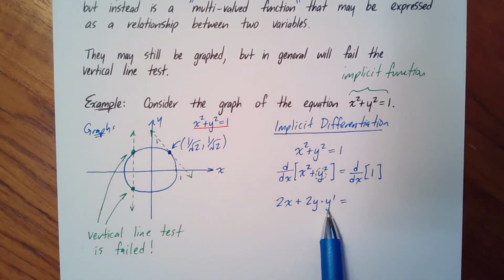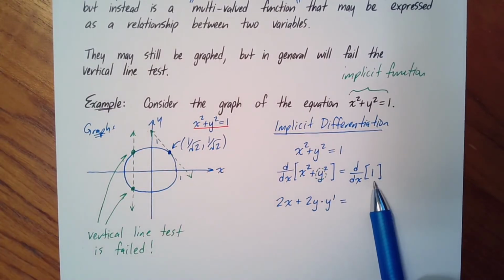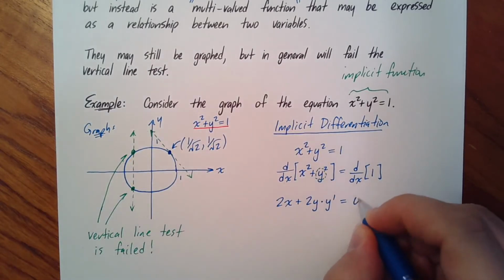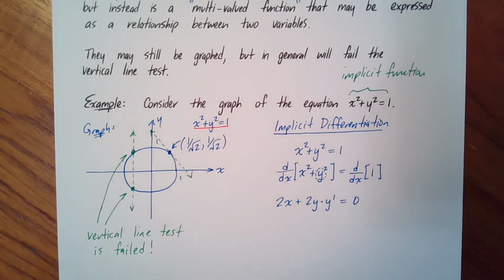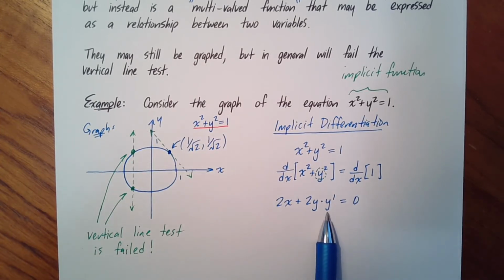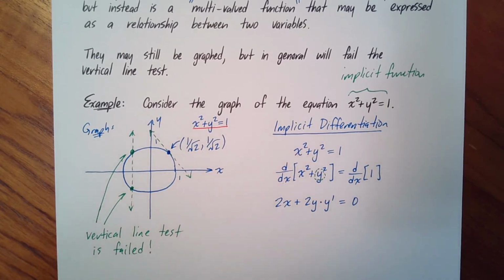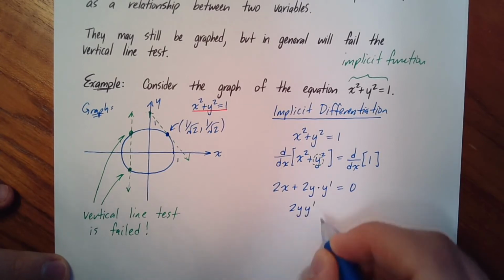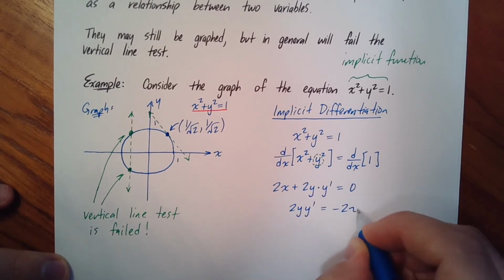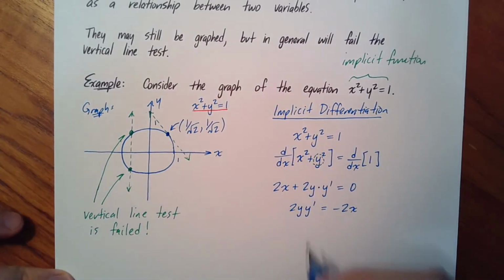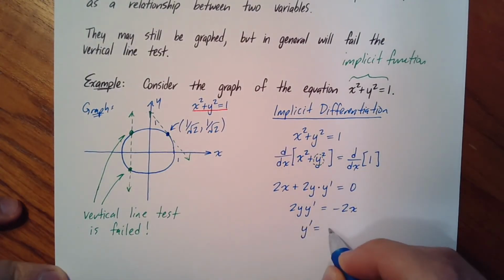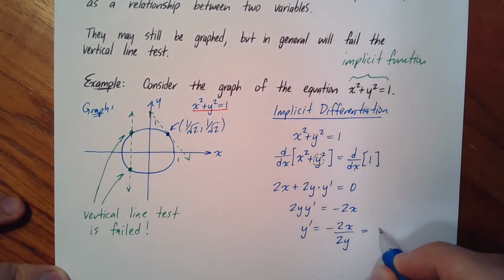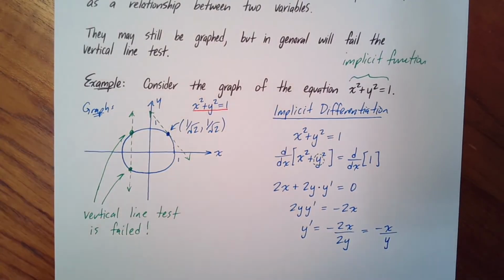So that's the left-hand side. Now the right-hand side, this is a little easier because 1 is a constant. Derivative of any constant is 0. Okay, so now what you have is an equation that gives you a relationship between y prime, y, and x. And the idea is just solve for y prime. So subtract 2x from both sides, and you get 2y times y prime is equal to negative 2x. Then you can divide both sides by 2y, and you'll get y prime is negative 2x over 2y. And you might as well cancel the 2's and write this as negative x over y.